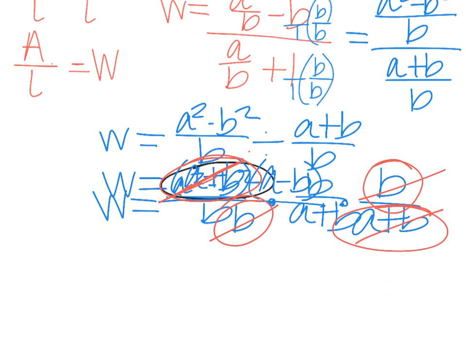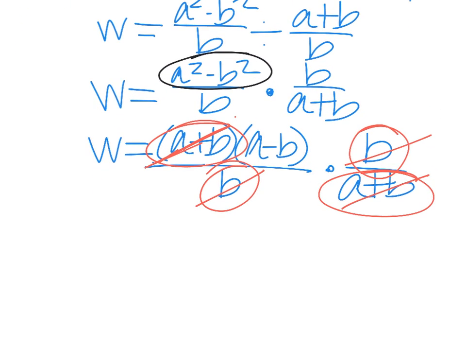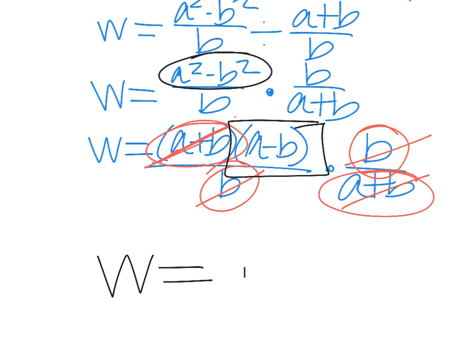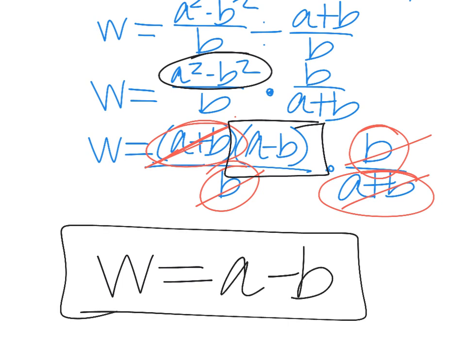So we're left with w equals a minus b. And that's our expression that represents the width of this garden.